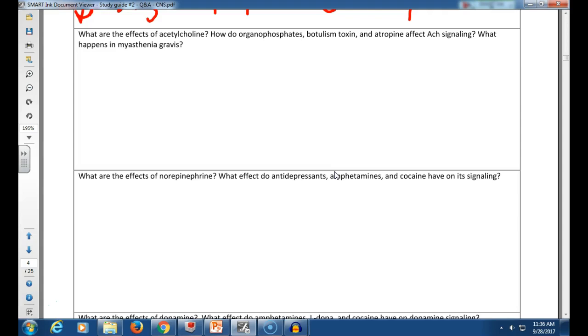Now, I want to be very clear. Please don't waste time and memorize the effects of, say, botulism toxin. But if I tell you in myasthenia gravis, receptors for ACH are destroyed, you have to understand what the consequences of it are. Does that make sense? I tell you, organophosphates inhibit ACH degradation. What's going to happen to the signaling? It will increase because of a higher level of ACH, right?